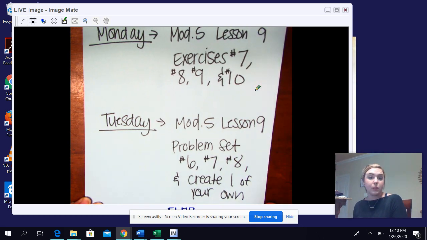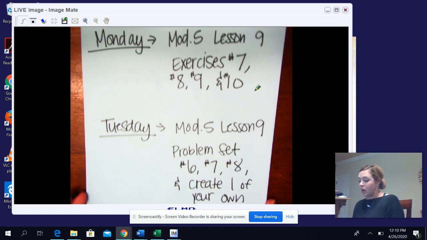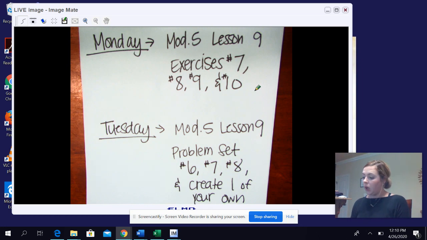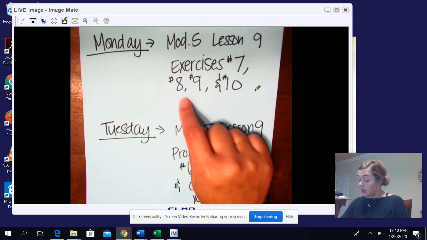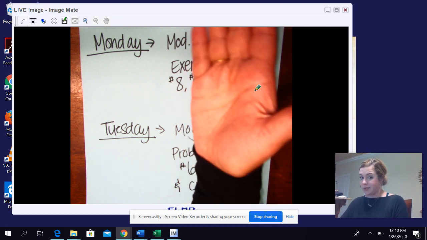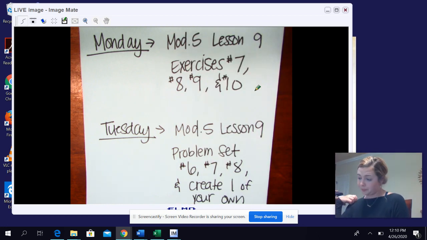So here's what you're going to be doing this week. This is all in your Google document. Module 5, Lesson 9, exercises 7, 8, 9, and 10. They're very similar to that. Some of them are just solving basic volume. Some of them may be like the first one, where you just have to divide to solve for x to find the missing dimension.